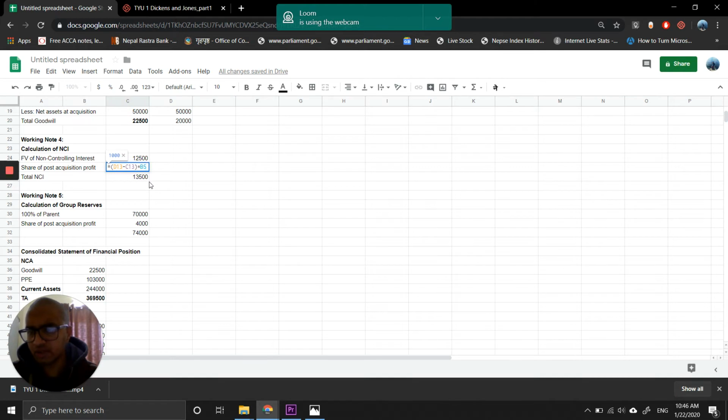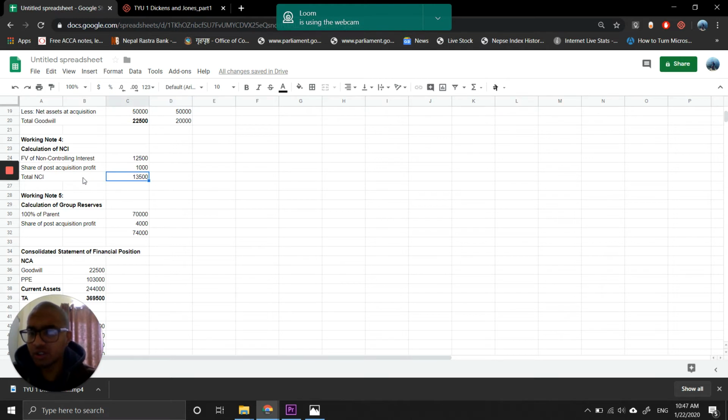So see, in this particular question, what we have done is this 5,000, that is 55,000 minus 50,000, into this is the percentage, which is 20%. So this is their interest. So they have their particular interest, the fair value, their non-controlling interest in terms of shares as well, and then they have an interest in profit as well, right?